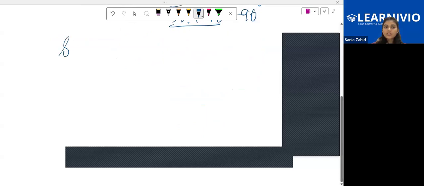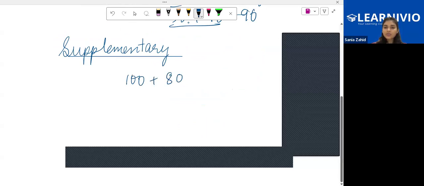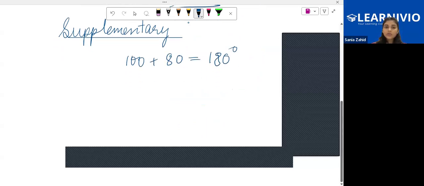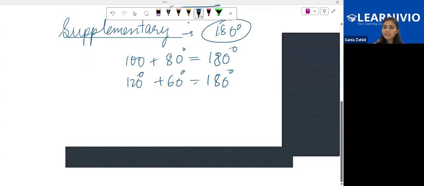Then we studied supplementary angles. Supplementary angles are basically those angles whose sum is equal to 180 degrees. For example, 100 degrees plus 80 degrees gives you 180 degrees, right? Then you have 120 degrees plus 60 degrees. The sum gives you 180 degrees again. So supplementary angle sum is 180. Complementary angle sum is 90.